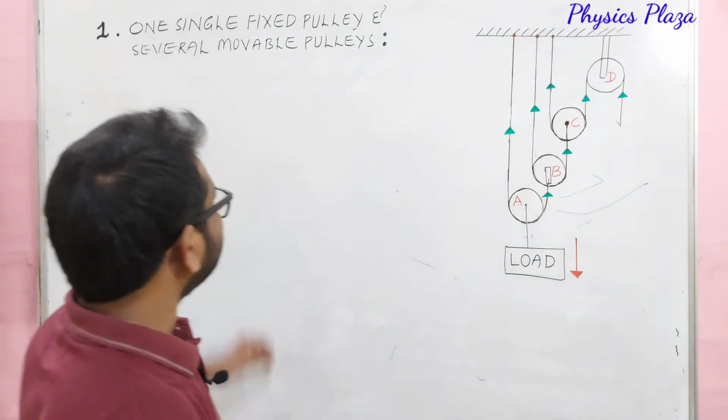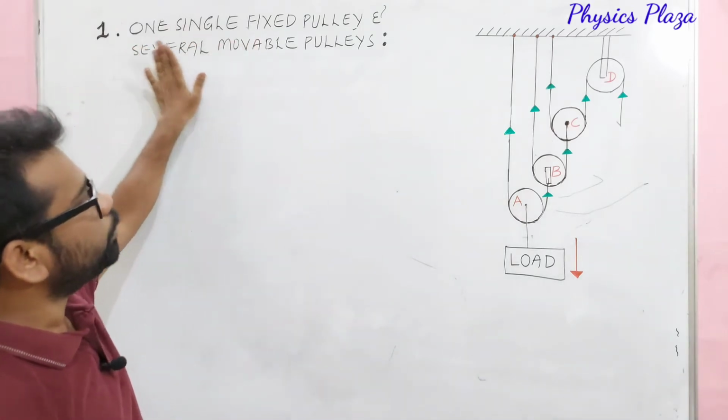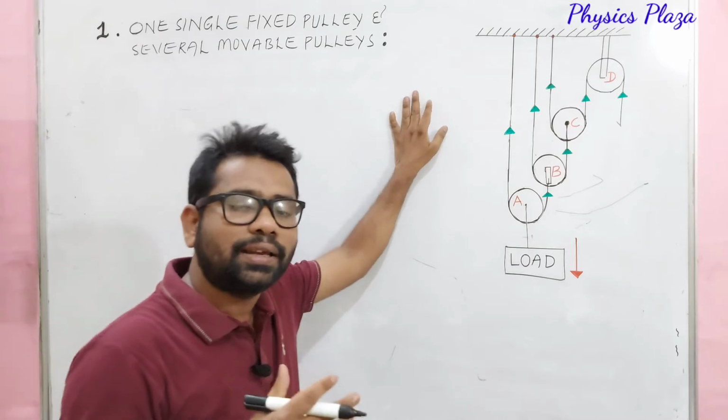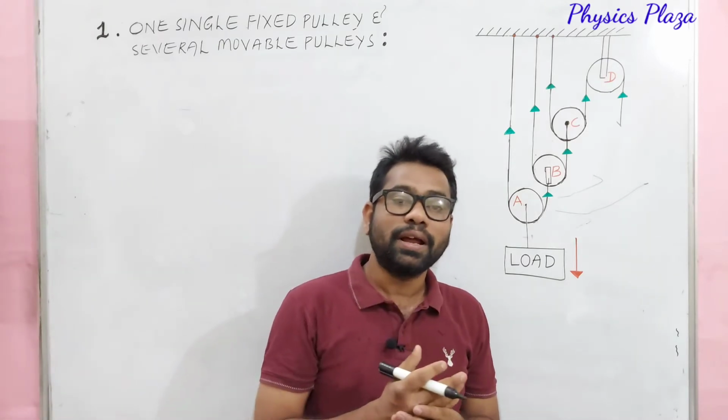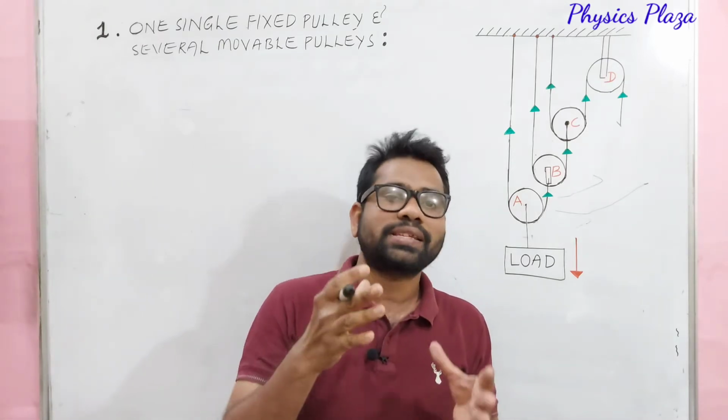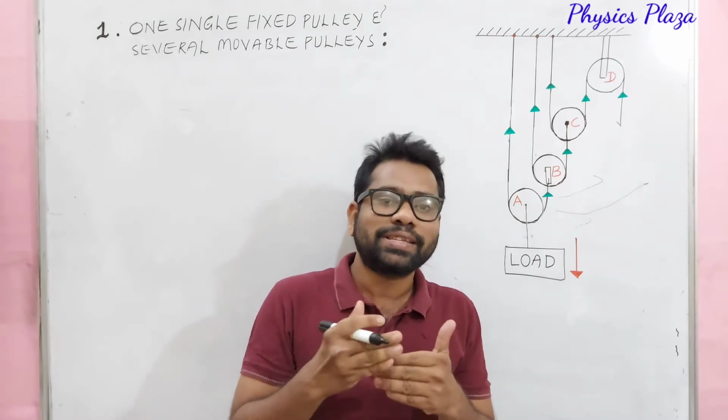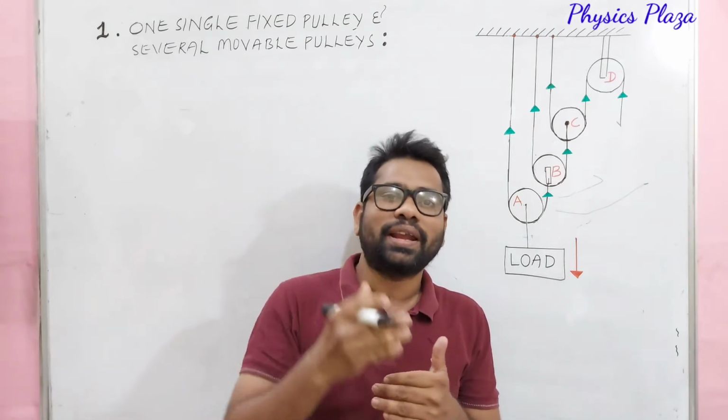So dear children, in this single fixed pulley and several movable pulleys system, how can we calculate the mechanical advantage of the system and how can we calculate the velocity ratio? Moreover, we can understand how we are going to increase the mechanical advantage.